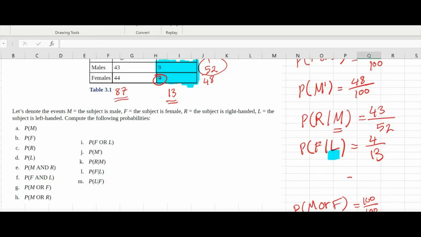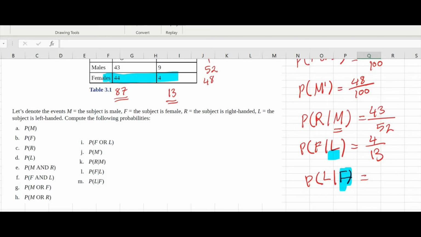The last probability that I want to compute is, what is the probability of selecting a left-handed person if we are given that they are female? So now we're going to restrict our sample space to only the female group, meaning that we're only looking at the category of females only. And now, what is the probability of selecting a left-handed person out of the females? We have 4 left-handed people out of the total of 48 females that we have.